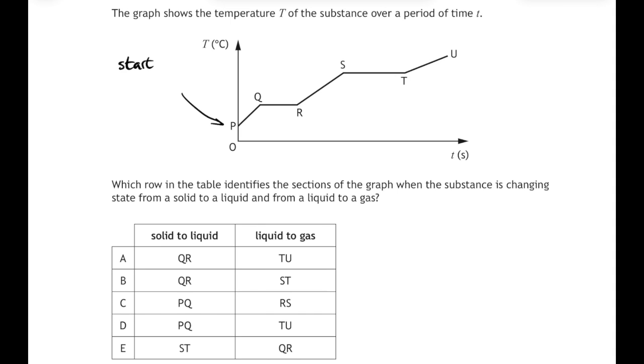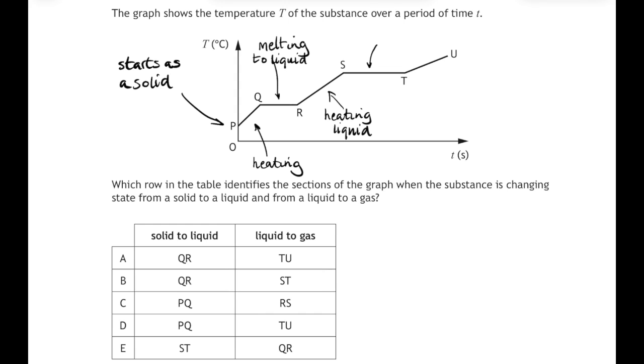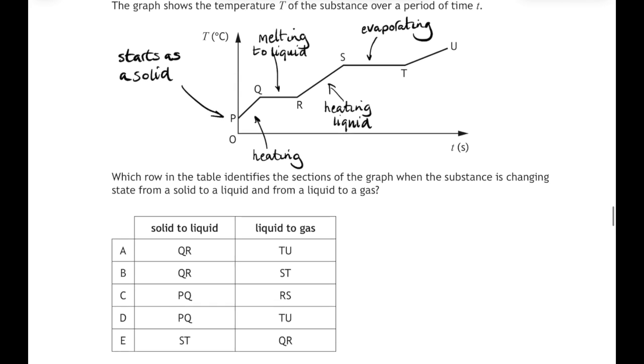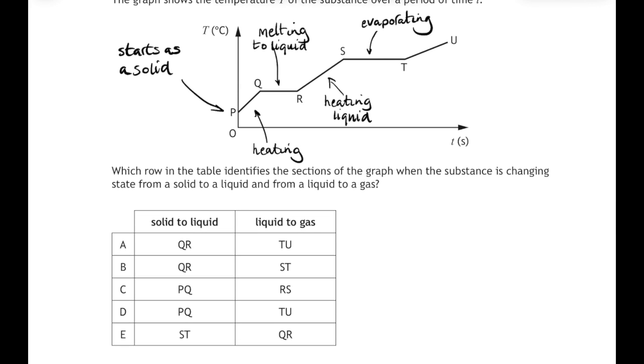Well, if we start from point P, then the substance is starting as a solid and then it's heated, and then at point Q it's starting to melt, changes to a liquid. Then from R to S it's a liquid that's heating up, then it evaporates between S and T, and then it heats up again from T to U.